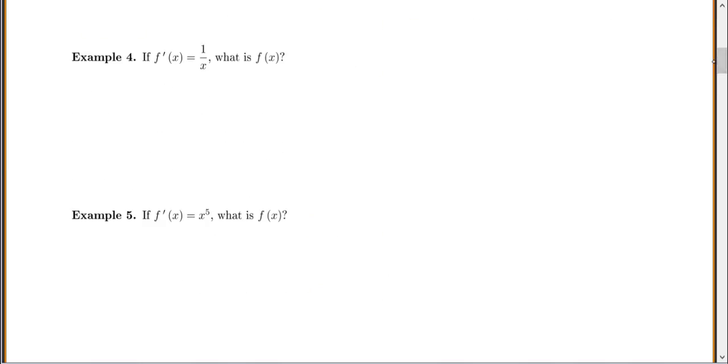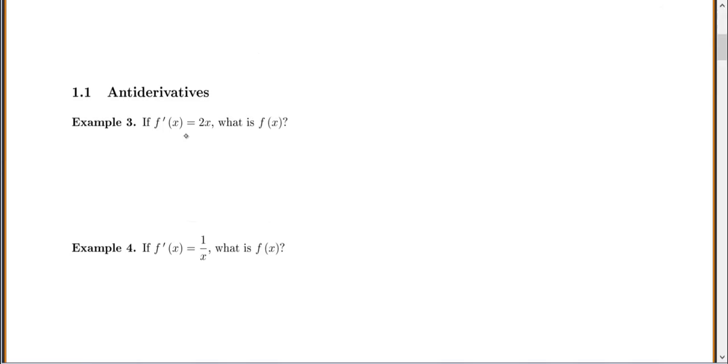So let's practice, and at this point we're basically guessing and checking. Let's say f prime of x equals 2x, then what was f of x? What would you have to start with to get a derivative of 2x? So let's guess and check. I think it might be x squared. If I start with x squared, let's take the derivative again to double check. The derivative would be 2x. That's what it was supposed to be. So my antiderivative of 2x is x squared.